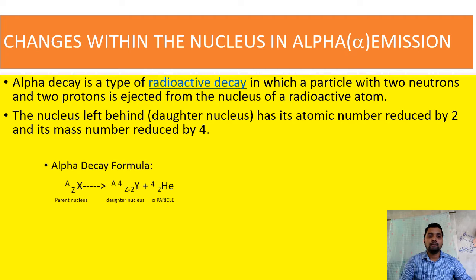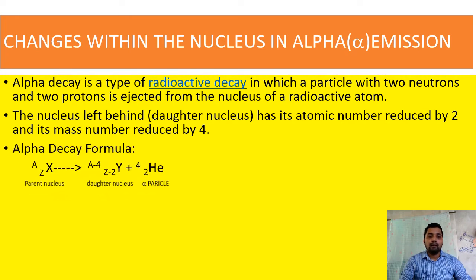Here you can see the general formula. The parent nucleus X has A, the mass number, and Z, the atomic number. And in the daughter nucleus, the atomic number is reduced by 2 and the mass number reduced by 4: A minus 4 and Z minus 2, with the emission of one alpha particle.